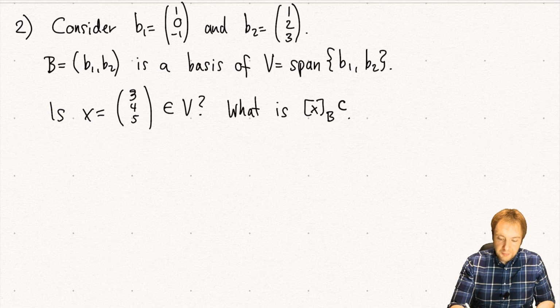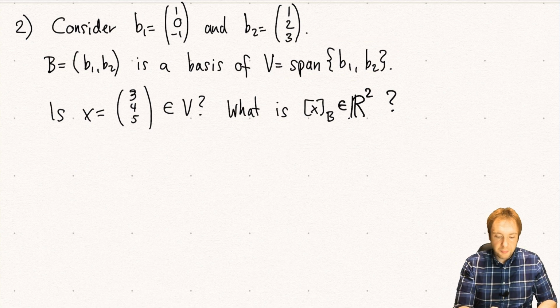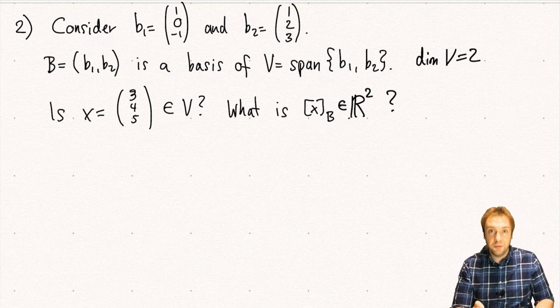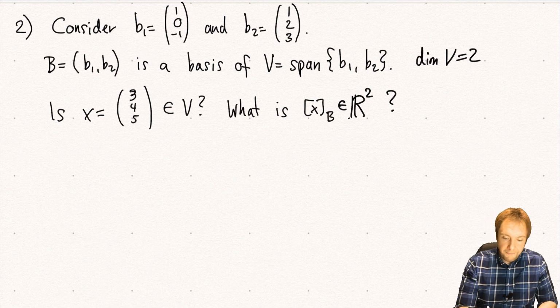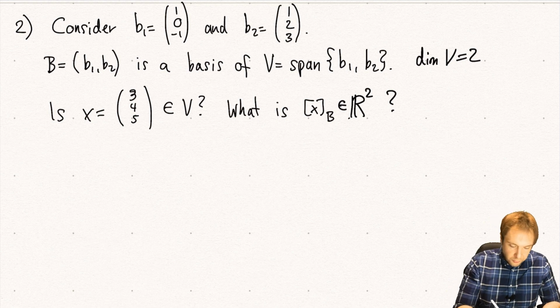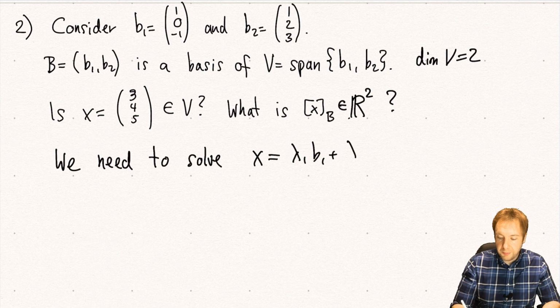So first, this vector will be an element in R2. Even though these are elements in R3, so this here is again a plane, this is a space of dimension 2, and therefore the coordinate vector is a vector in R2. So to answer this question, we need to solve how to write x as lambda 1 times b1 plus lambda 2 times b2.